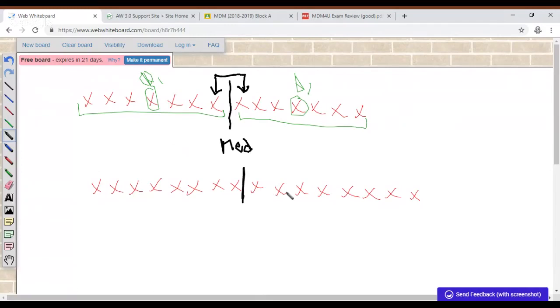And then 1, 2, 3, 4, 5, 6, 7, 8. So it's perfectly split in 2, which means I need to take these two pieces of data, add them together, divide by 2 to find my actual median.